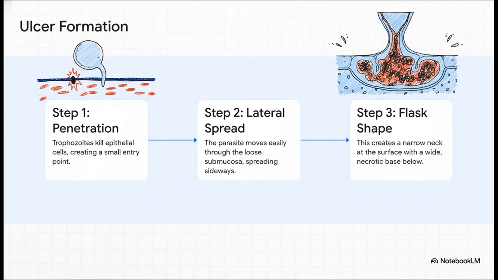Okay, check this out. It's a brilliant, if sinister, strategy. The trophozoite first blasts a tiny little pinhole through the surface layer of the colon. But once it gets inside, it finds itself in the submucosa, which is a much looser, easier layer of tissue to get through. It's just easier to move sideways than it is to keep pushing deeper. So it spreads out laterally, creating this huge area of destruction underneath that tiny little opening. And that's what gives you the classic flask-shaped ulcer, a narrow neck on top with a big, wide base of dead tissue below. It's a dead giveaway for pathologists.